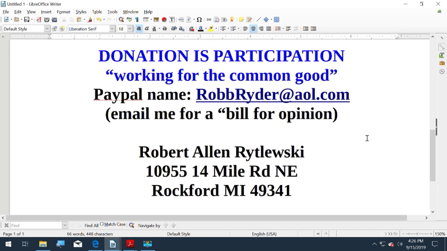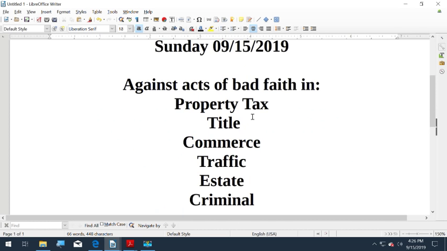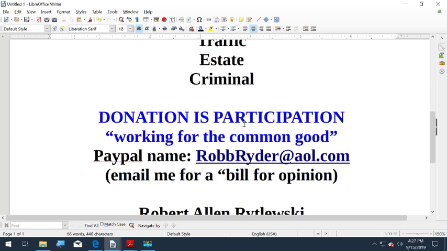Before we get there, though, hey, your donation is participation when we're working for the common good. And that's what I do every day because I don't own any property. I don't have any property taxes, and I don't have a title to any property. But I still think it's worth figuring out how to do because most people do.